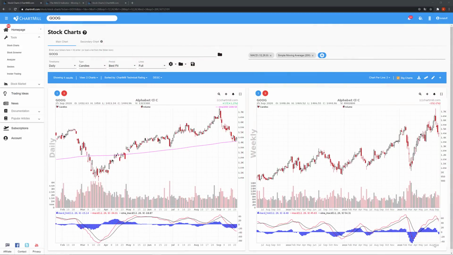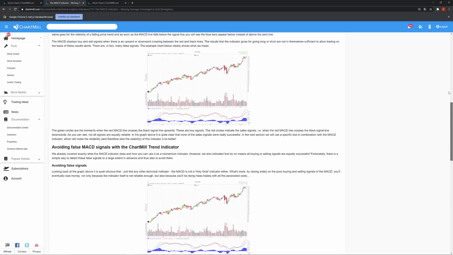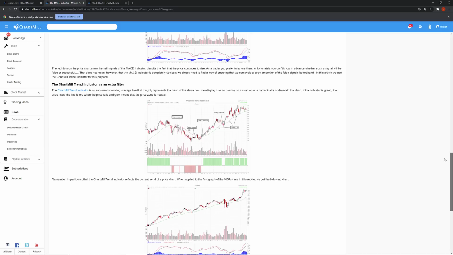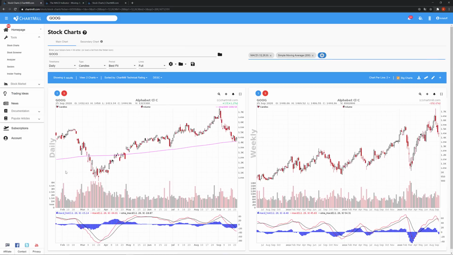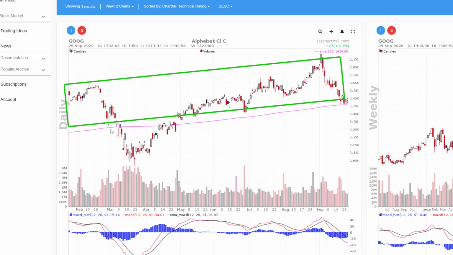But even without using multiple time frames, you can avoid a lot of false signals by simply determining the long-term trend based on the price compared to a long-term moving average. In the article on the site about the MACD indicator, we use the Chartmill trend indicator, but you might as well use a 200 daily moving average to determine the long-term trend. We assume that if the price is above the 200 daily moving average, the trend is bullish, and if price is below that same moving average, the trend is bearish.